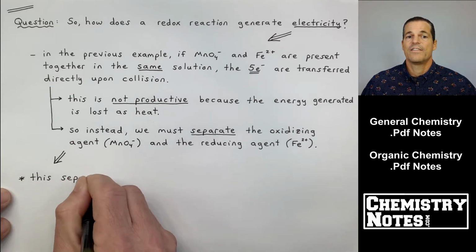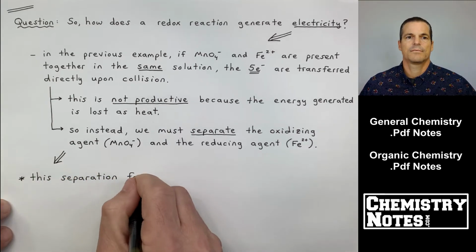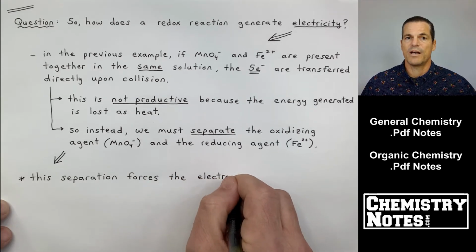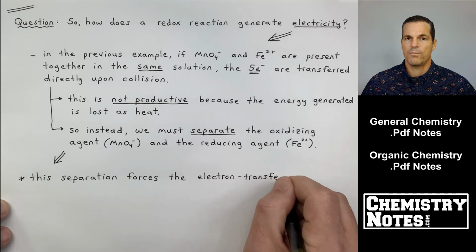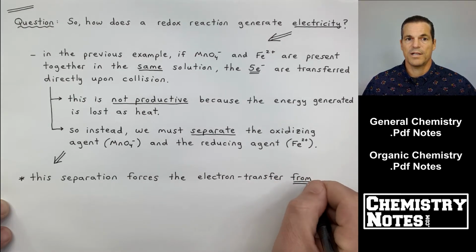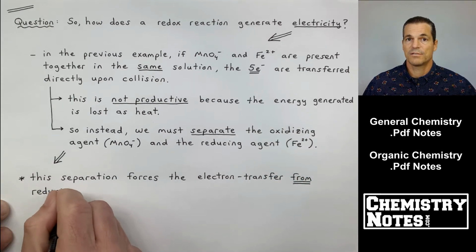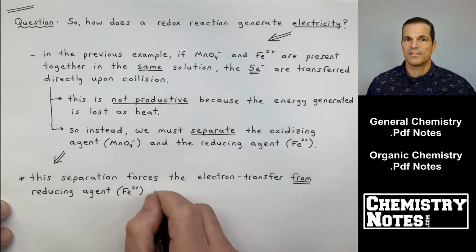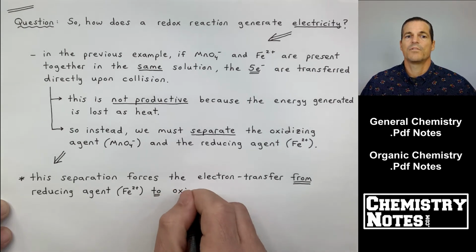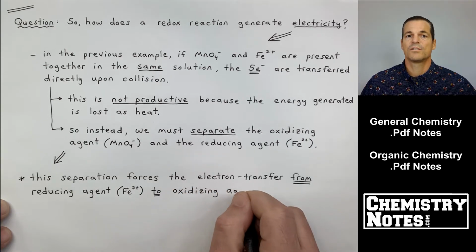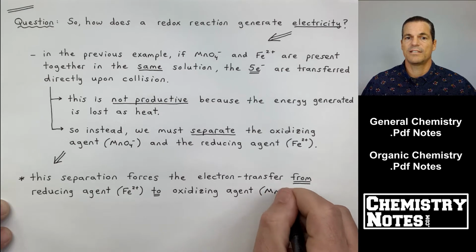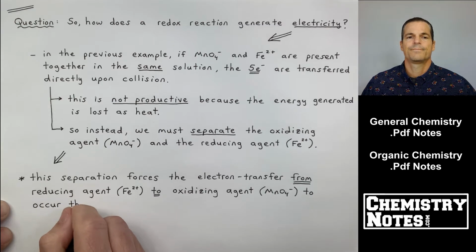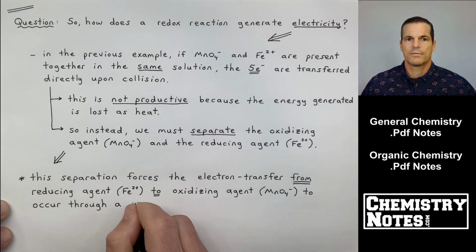All right, so this separation. You have the second bullet point there, which says, instead we must separate the oxidizing agent, MnO4-, and the reducing agent, Fe2+. This separation forces the electron transfer from the reducing agent, Fe2+, to the oxidizing agent, MnO4-, to occur through a wire. All right?